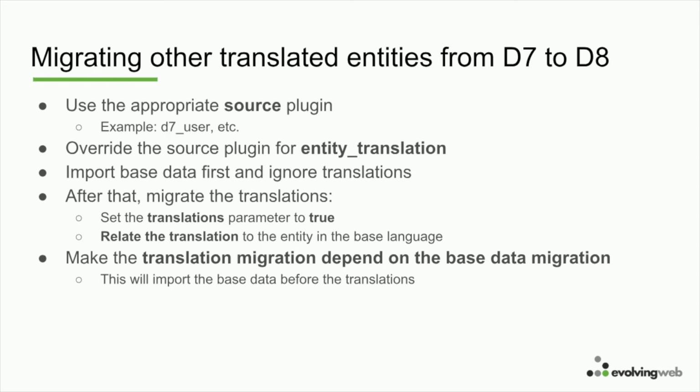The second thing is, if you're using entity translations in Drupal 7, then you might want to override the source plugin and consider the entity translation thing that we just mentioned. And then always remember, import the base data first, ignore the translations, and then import the translations and ignore the base data. Lastly, make sure your base data is imported before the translations so that things work correctly.